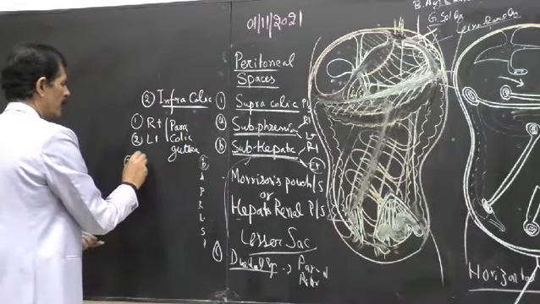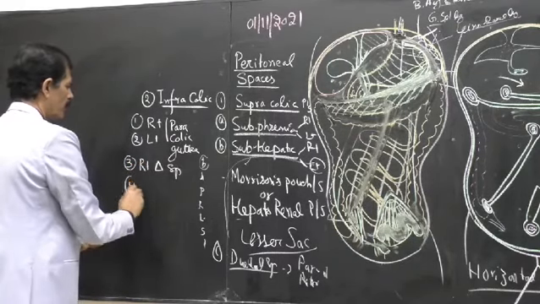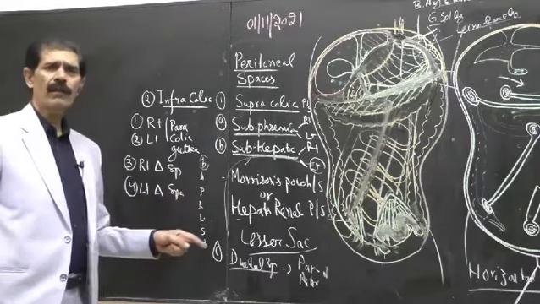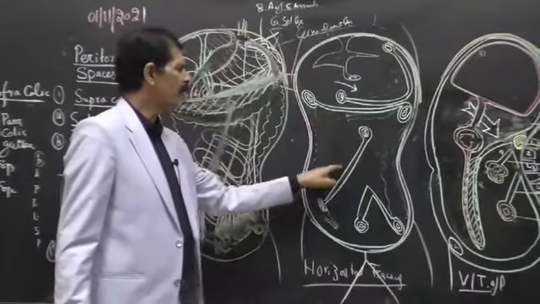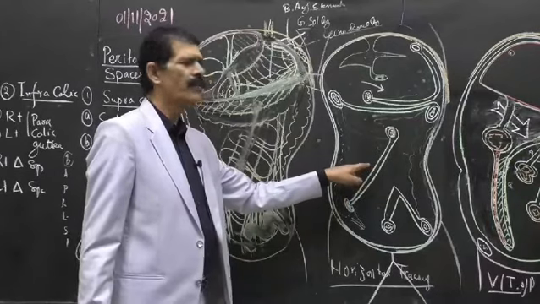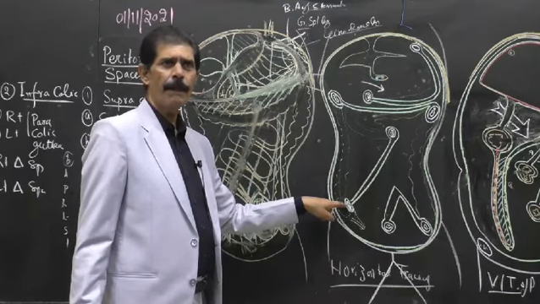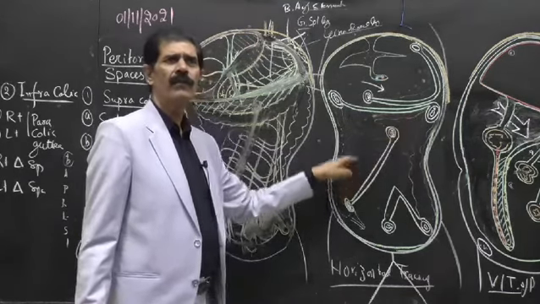Then third is the right triangular space. Then fourth is the left triangular space. Both are triangular, but with a difference. The right triangular space lies on the right side of the root of the mesentery. Its apex is downward towards the terminal ileum. The base is towards the root of the transverse mesocolon. So that is the boundary.